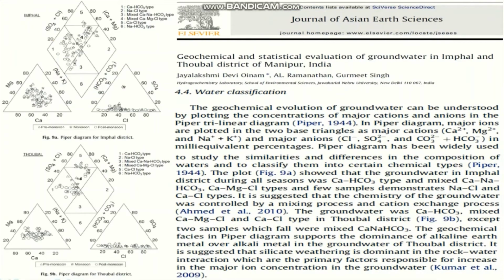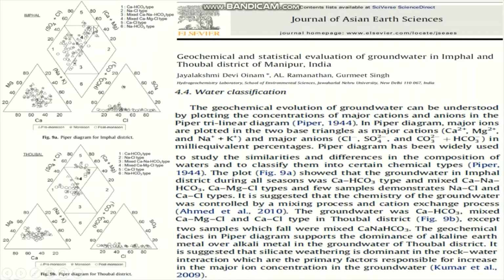Now next slide, if you see, the journal title is Geochemical and Statistical Evaluation of Groundwater in Imphal and Tawal district of Manipur. Here, in this diamond or Piper trilinear diagram, they have categorized different zones. So this is very easy to interpret your sample points. You can easily understand how many samples come under which category.